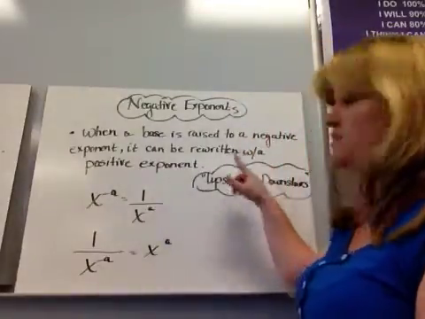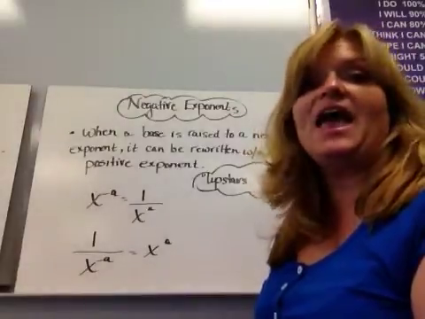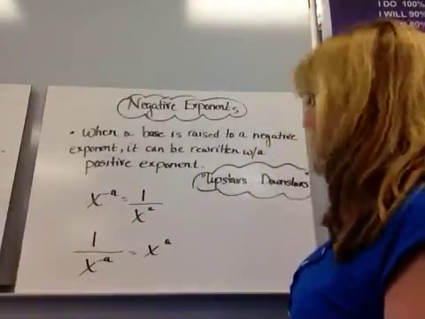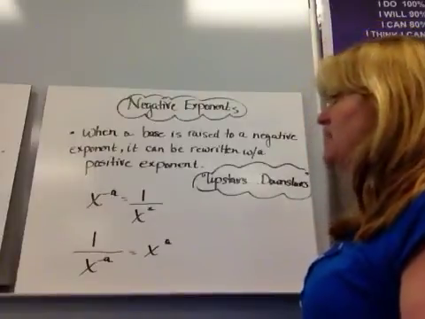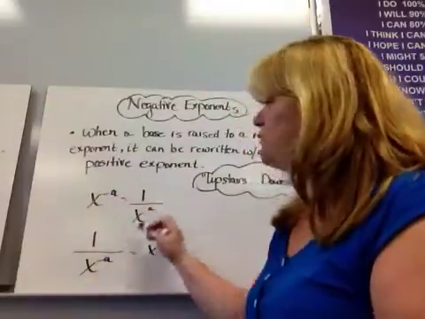Now, I have this in a cloud, upstairs, downstairs. This is how I remember it. This is how I teach it. And if you do this, it makes it easy and it's a lot of fun. So let's look at the first one. I have x to the negative a, and it's equal to 1 over x to the a. See how it's negative, and I rewrote it.